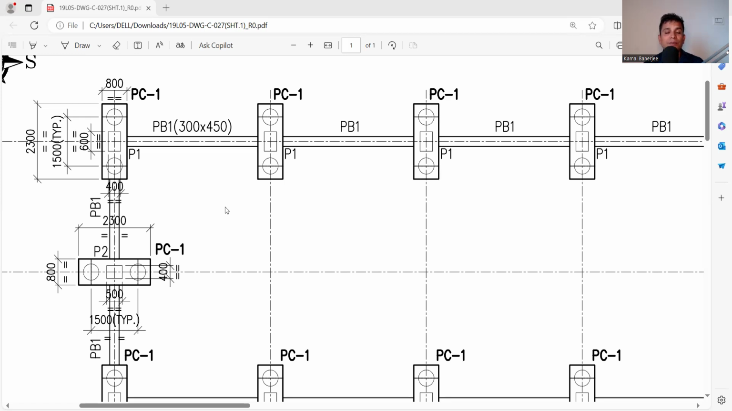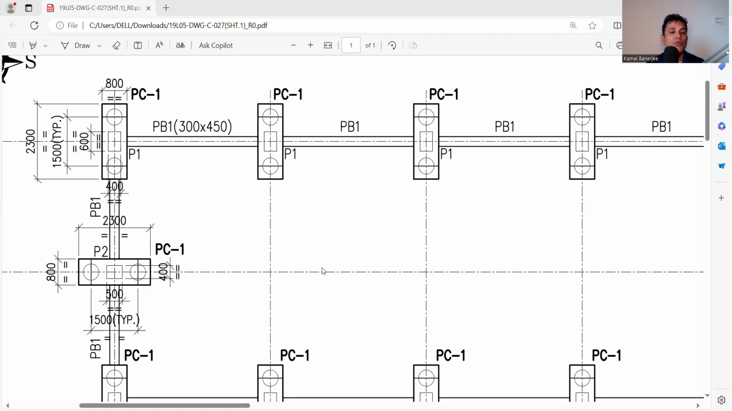So let's jump into the subject, how to read the pile cap drawings and how to do the bar bending schedule of a pile cap. See, here is an example of pile. You see PC1, PC1, PC1, PC1. These are all the pile caps. And here we are discussing PC1.